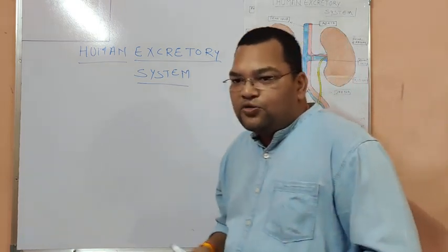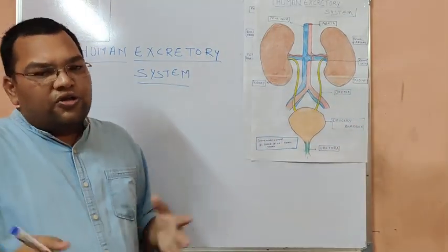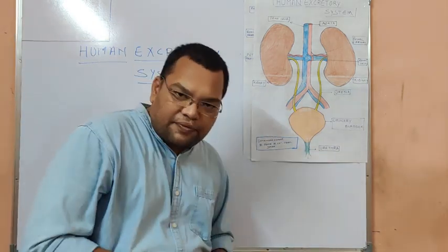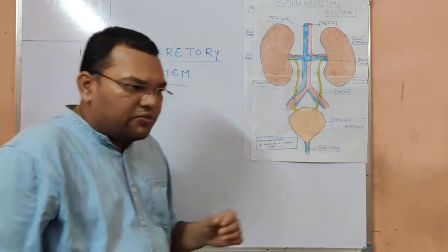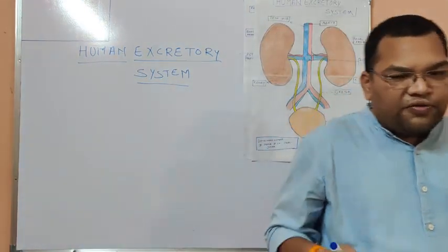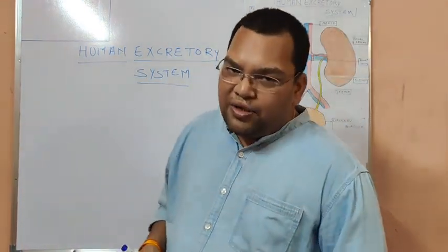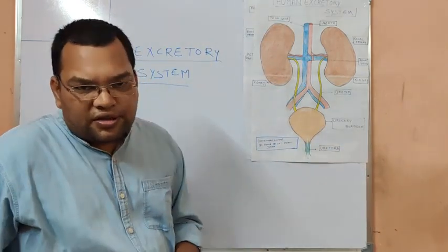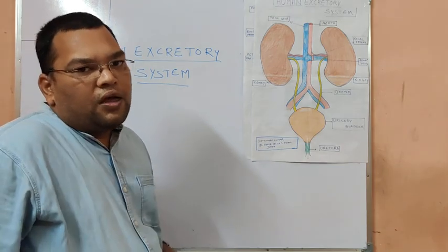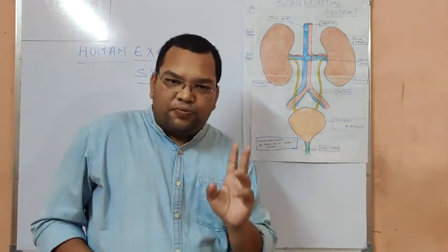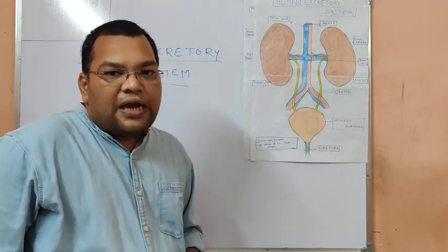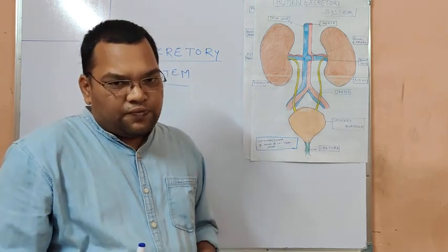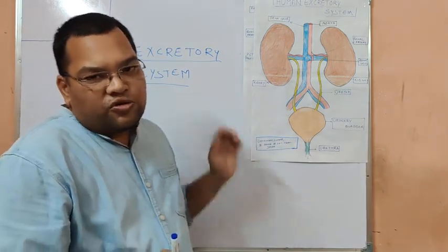So today we are going to study the mechanism of how urine is formed and how the human excretory system works. What are the various components of the human excretory system? In the previous year, a question came in the CBSE exam, a 5 marks question: draw the human excretory system, mention the different parts or components of it, and also the function which they perform. So I'm going to discuss those things.